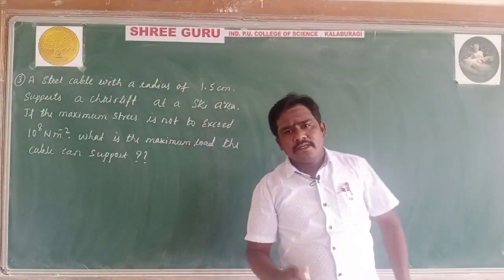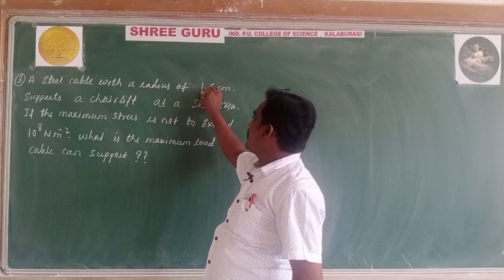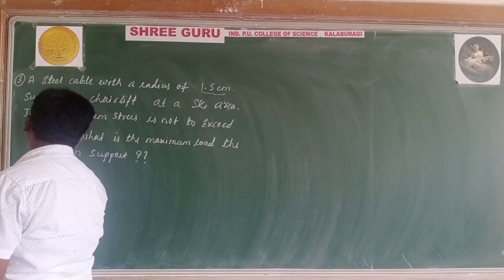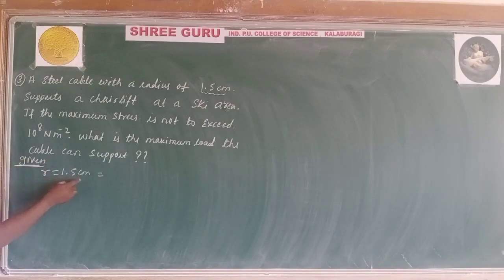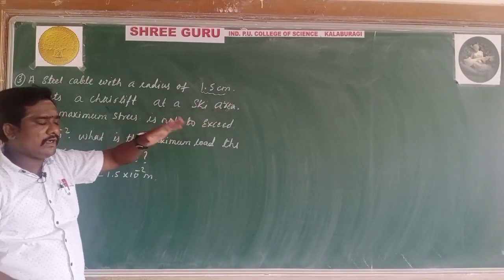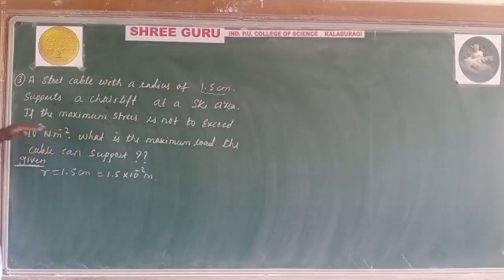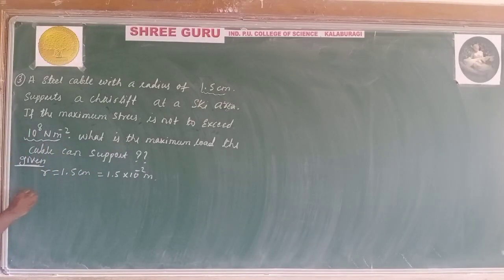This is a very easy question. Just understand how to convert the given values from the question. A steel cable with a radius of 1.5 centimeter; we can write the given values. R is 1.5 centimeter, that is 1.5 into 10 raised to minus 2 meter. Then it supports a chair lift at a ski area, a freely falling body in air. If the maximum stress is not to exceed, this is the maximum stress we can give for that particular steel cable: stress is equal to 10^8 Newton per meter square. This is the maximum stress sustained by this cable.